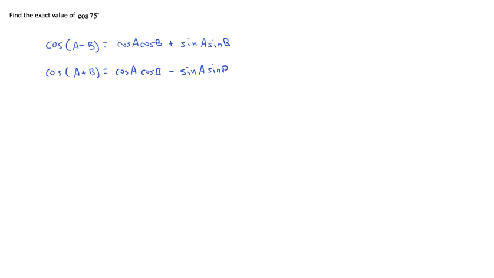In this case, we get a minus sine of A times the sine of B. Of course, there are proofs for this. There's a reason why this is true. We don't need to go over that. But this is the formula that we use.